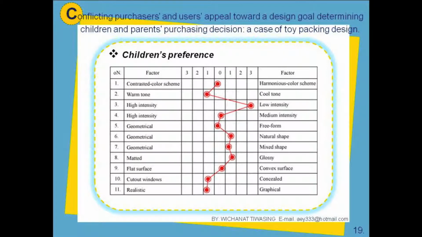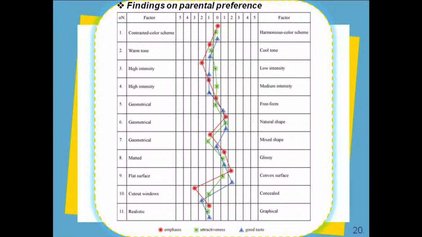The formal design of packaging should be in free natural form or a combination of graphical features. In addition, glossy, convex, and concealed type of design with realistic figures are also more preferable for them. A number of parental design features are also in accordance with those of children.